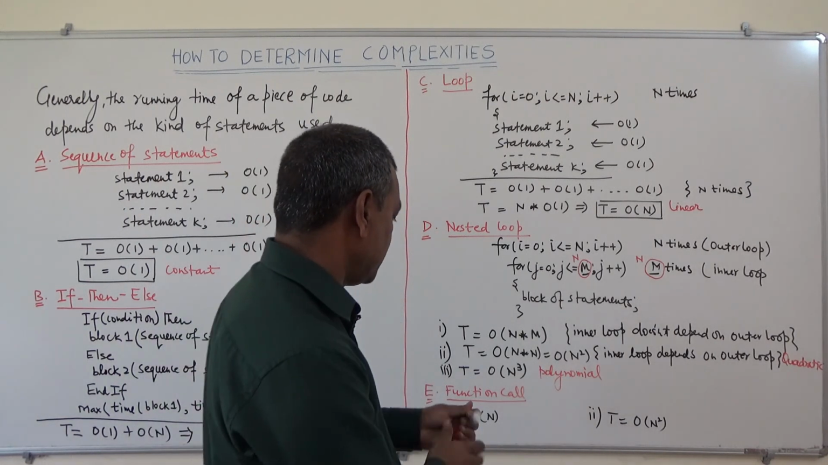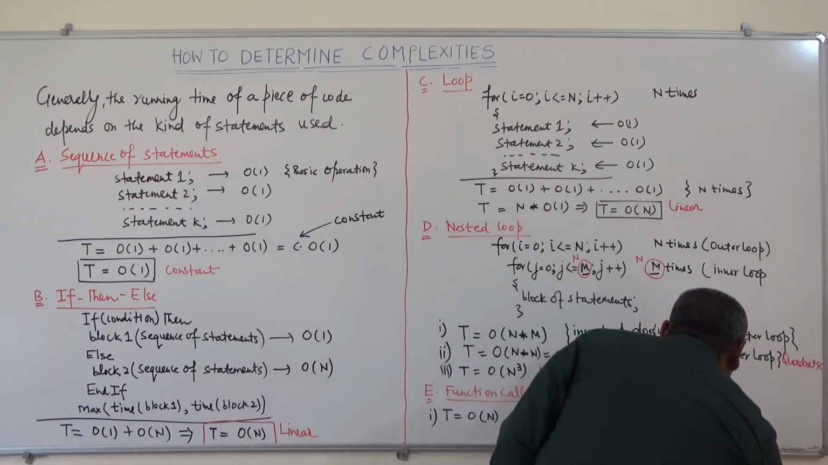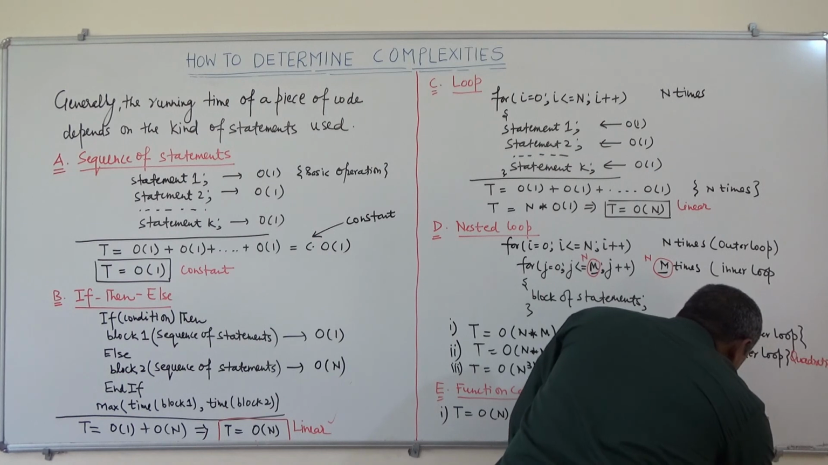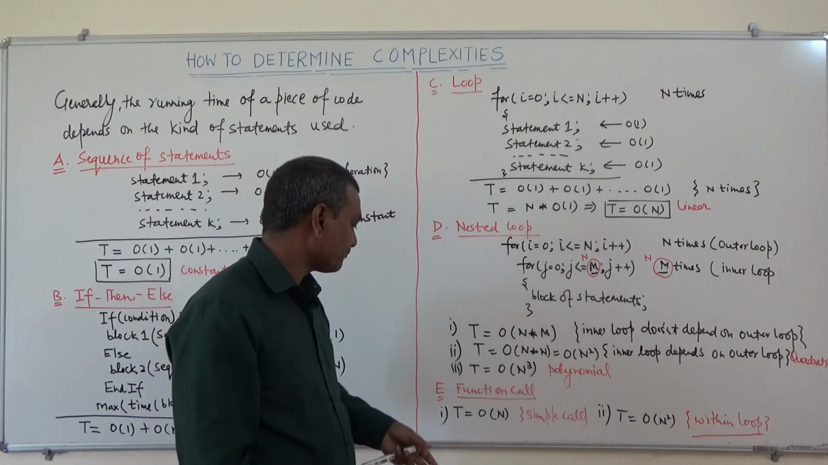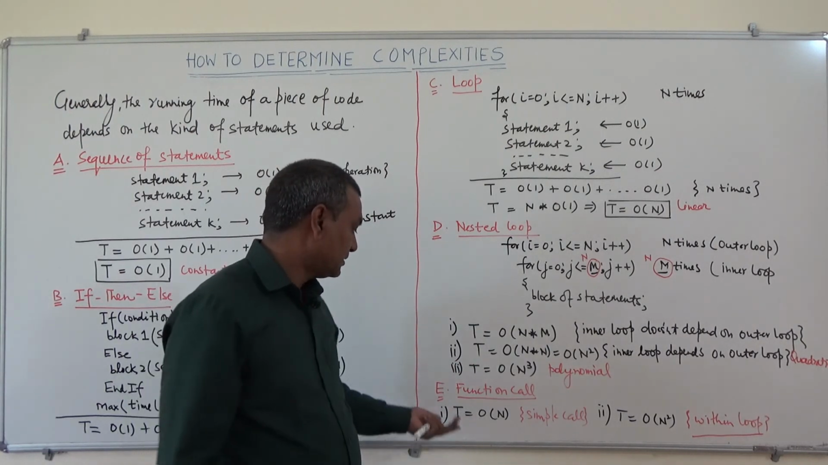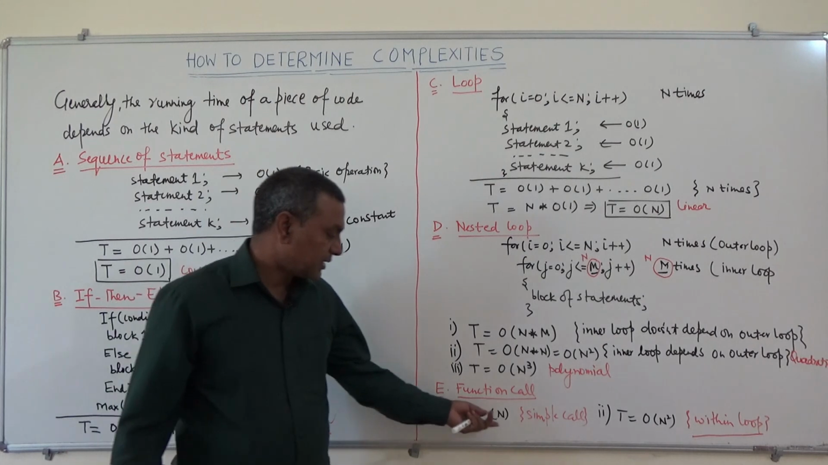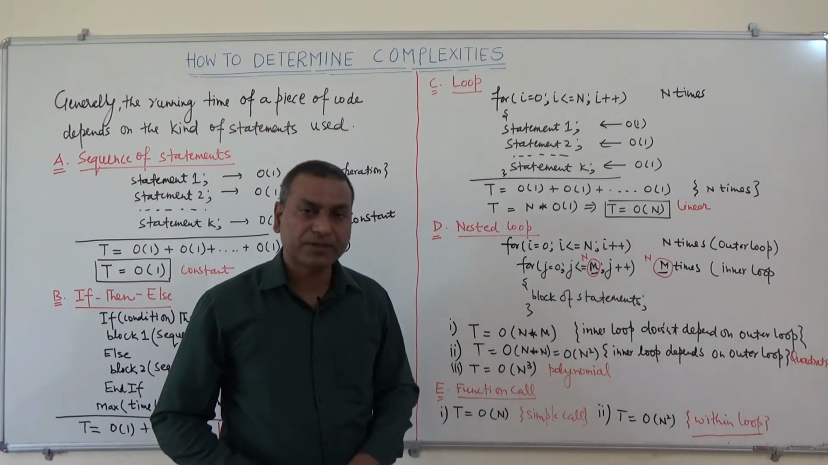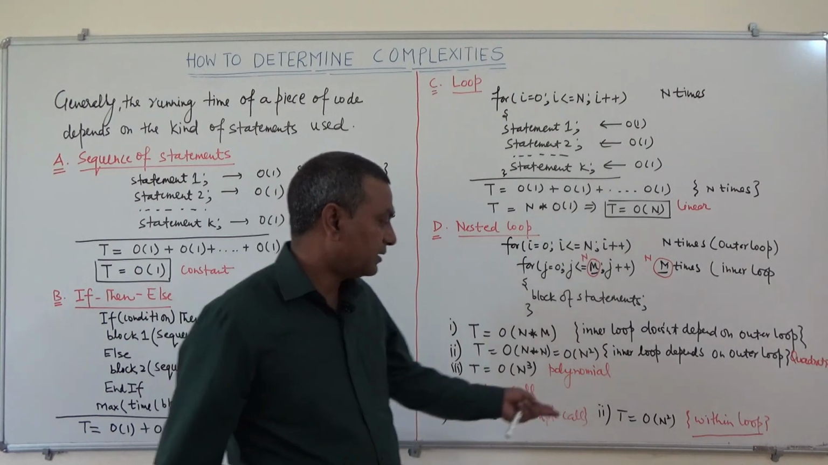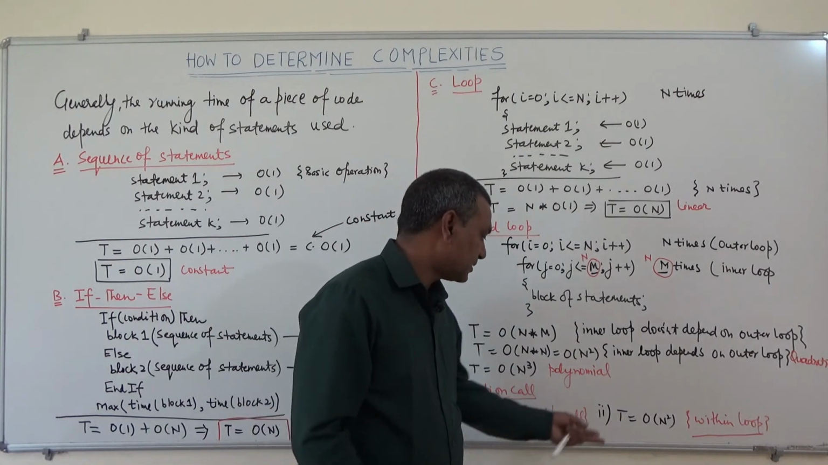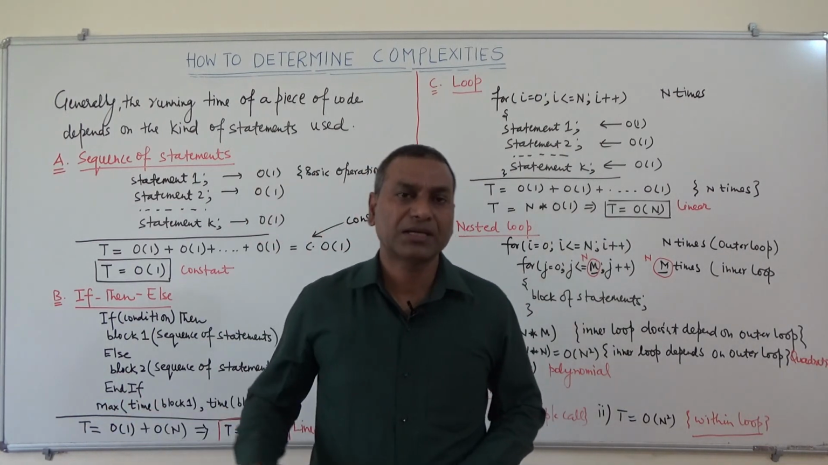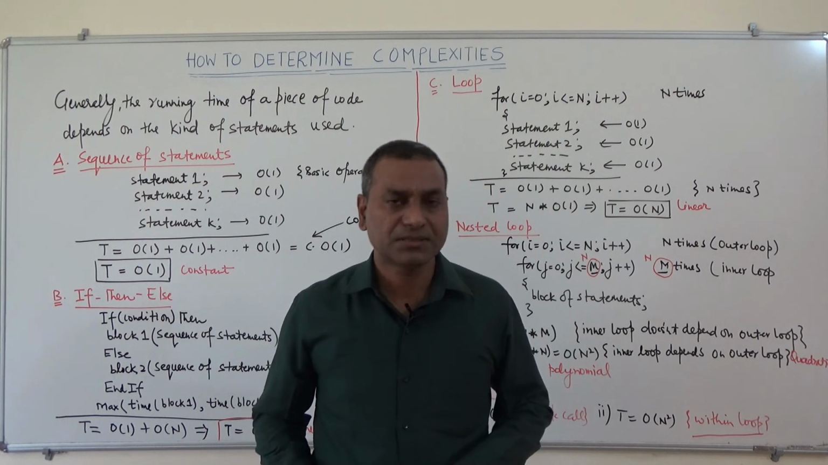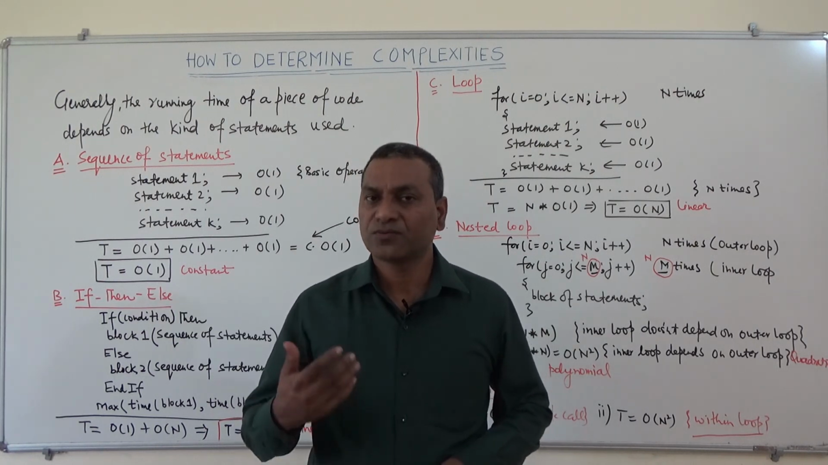So this is when the function is within a loop. This is the fifth category. If this is a simple function call, then the running time will be order of n or big O of n, and if it is within a loop, then the running time will be order of n square. So these all are the 5 categories or the kinds of statements that may be in a piece of code.